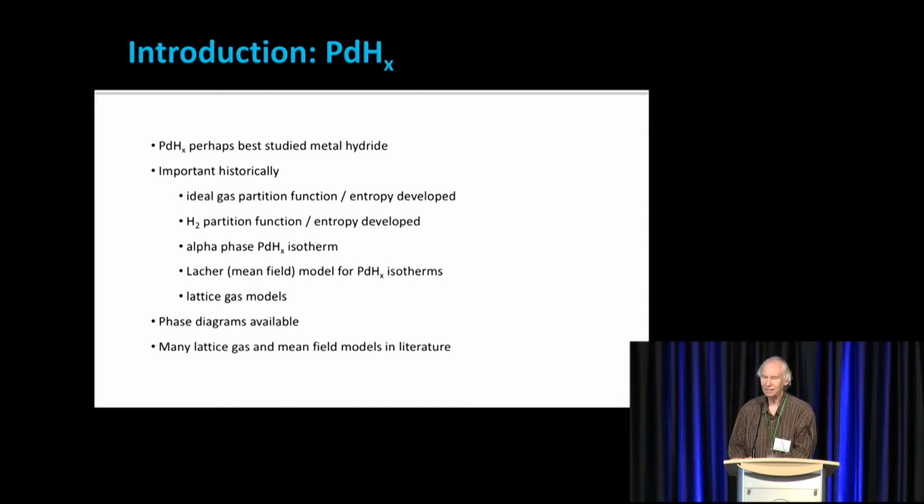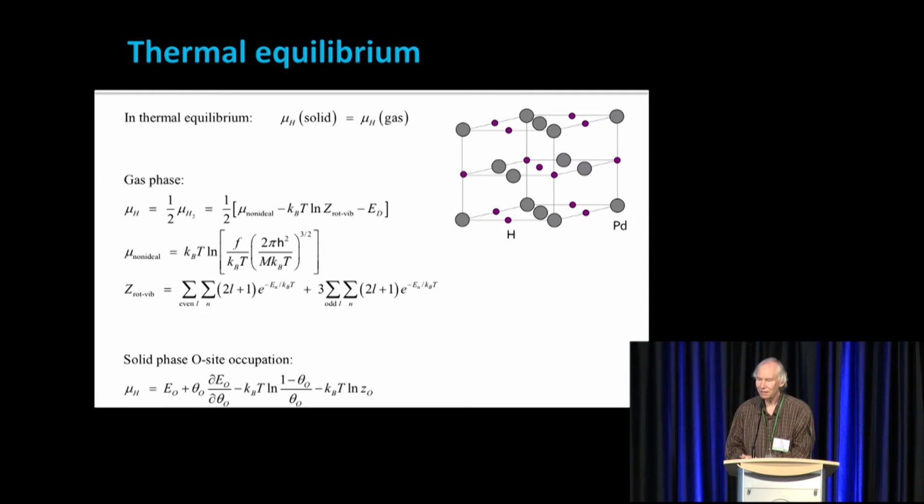Historically, once the partition function or entropy for the ideal gas was figured out, that allowed you to match the chemical potential for the ideal gas with the chemical potential of hydrogen in a metal. And that allowed for the theoretical description of hydrogen in metals, which was carried out in the 1930s.